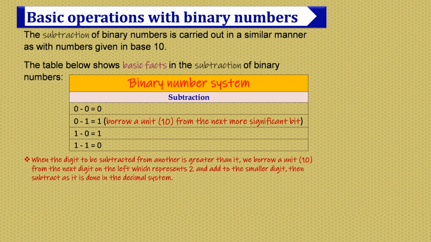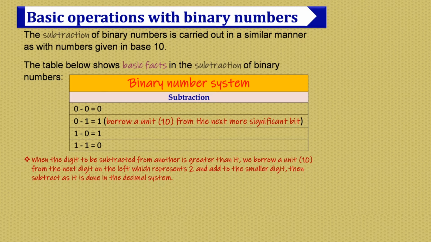Before now, we learned that we can carry out basic operations in binary. When we talk about basic operations, we are referring to addition, subtraction, multiplication, and division. Subtraction in binary is done in a similar manner to what we have in decimal. Now we have rules. Let's look at what these rules are.